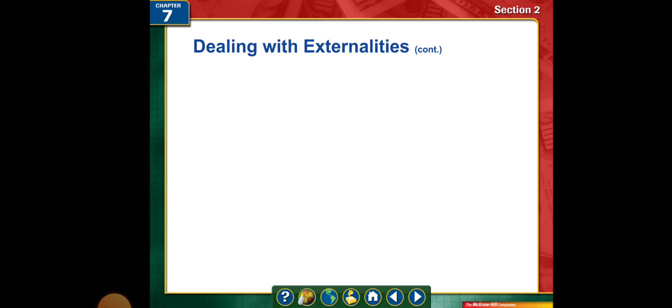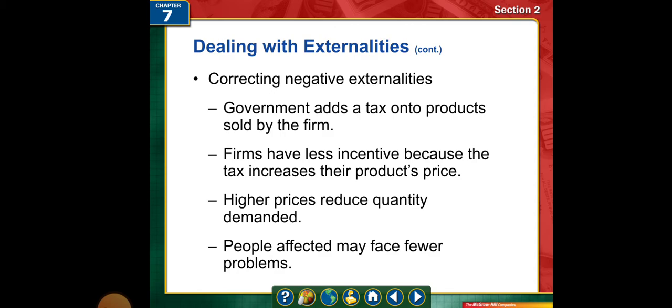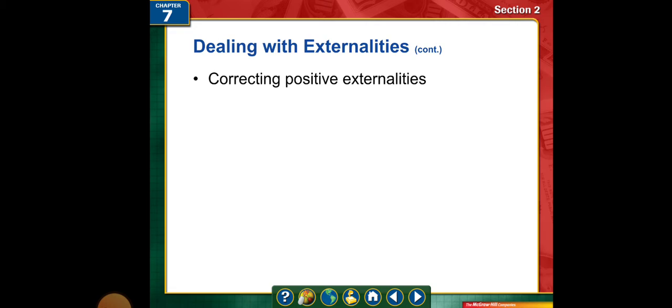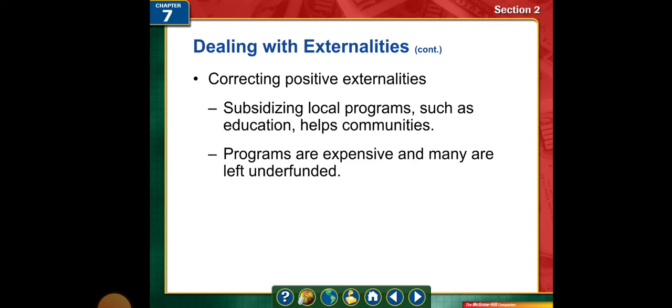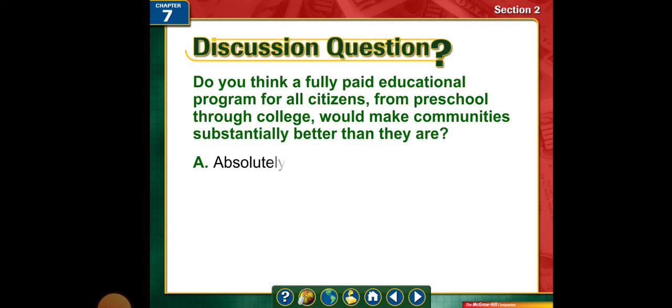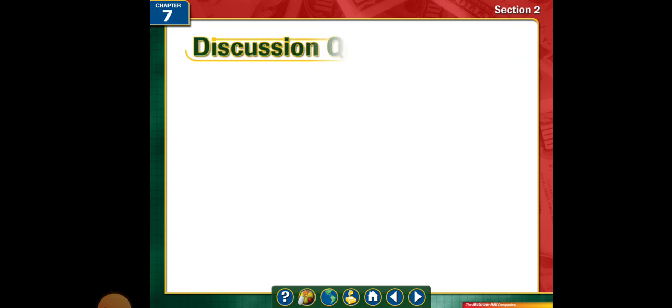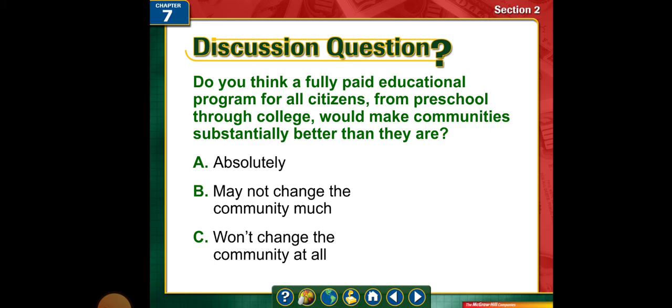So correcting positive externalities. The last thing was correcting negative externalities, for example, the cigarettes. Here I'm correcting positive externalities, by subsidizing local programs such as, of course, education, which helps communities. As a government, I'm trying to give some subsidies to encourage those local programs like education. I want to encourage education. Programs are expensive and many are left underfunded, so I will use subsidies to help education be more and more free or have lower costs.